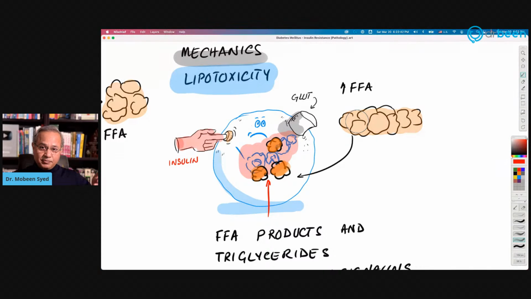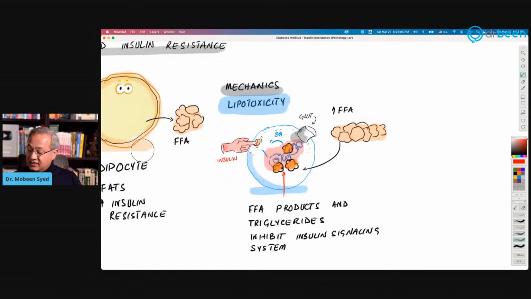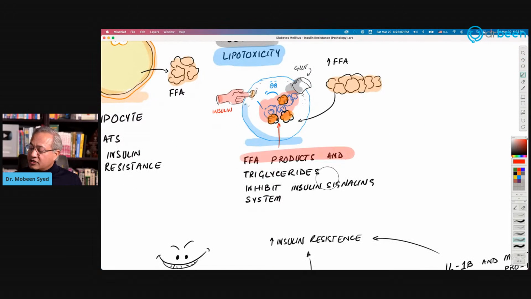And we'll go one step behind this as well in the coming days to say, why do we have more free fatty acids? What are the genetic predispositions? What is the reason for nutritional issues? Why are we eating wrong to cause free fatty acids? What is the problem with obesity? And so on. So we'll do those discussions too. But today we want to see this mechanism. So what happens is these free fatty acids products, triglycerides, they inhibit the signaling mechanism. Good. So now we know what is going on.